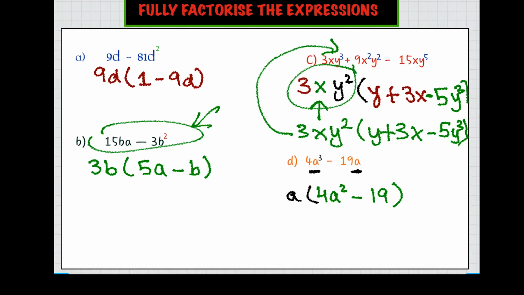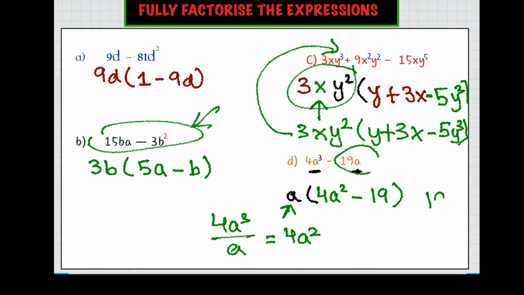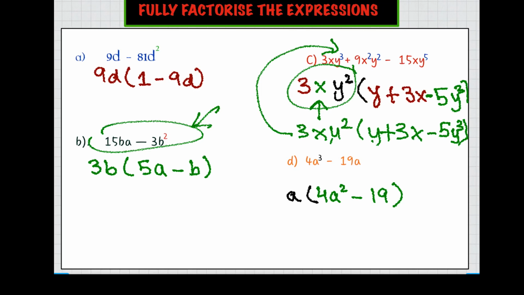How did we get 4a squared minus 19? We just divided 4a cubed by this common factor. That gives us 4a squared, and same with the second part as well. 19a, we can divide it by our common factor, and it cancels out to give us 19. You do not need to write down the other working. You can write down the answer directly as well. I just did it for your understanding. Once you practice these questions regularly, you would be able to do it directly as well.